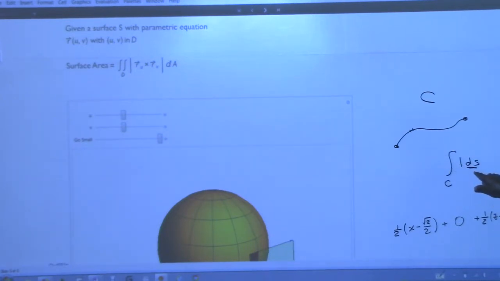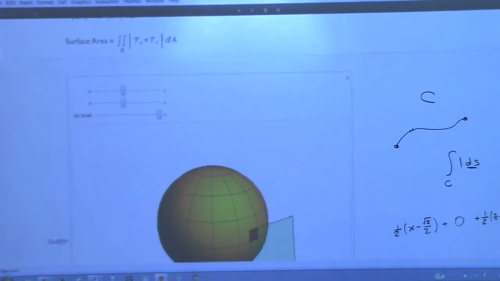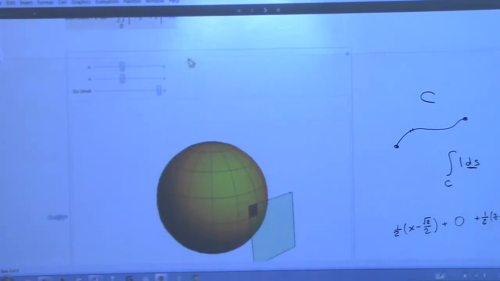This ds, when we did this, turns into a square root of something, dt. And that dt was the thing that helped scale things back. So we're scaling things back, and that's what the dA is going to do. dA is going to scale this thing back so that it actually becomes the patch, if that makes sense. Okay? Just geometrically, that's what's happening.